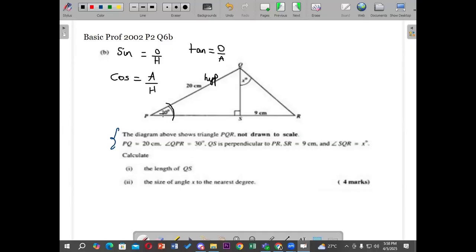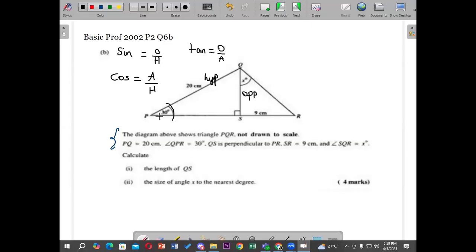Beautiful. QS is the opposite. The reason it's called the opposite side in this particular scenario is because the side QS is opposite to the 30-degree angle. So if we were to shrink ourselves down onto the level of this diagram and look at QS from the point P, QS would be opposite to us.